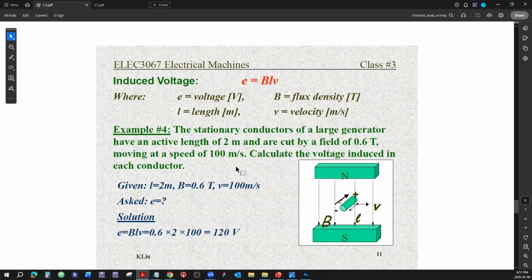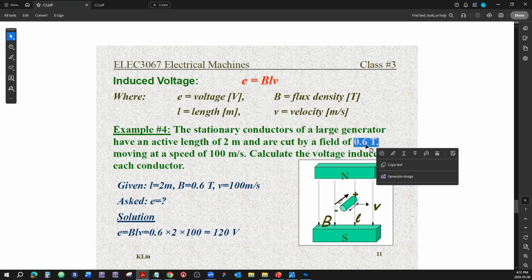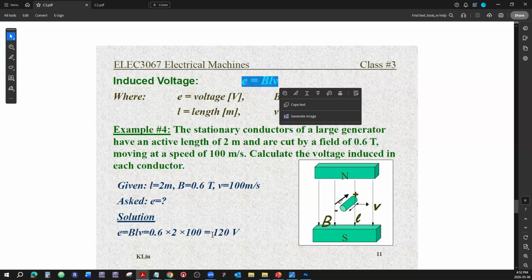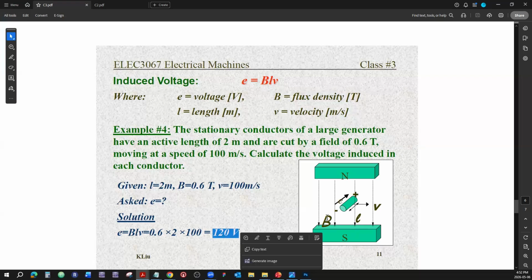So what do we have here? We have a 2 meters long rod. The strength of the field is 0.6 Teslas. And the movement is 100 meters per second. That's quite fast, right? Calculate the voltage that is going to be induced. Well, if you apply this formula here, we're going to get 120 volts appearing across that.